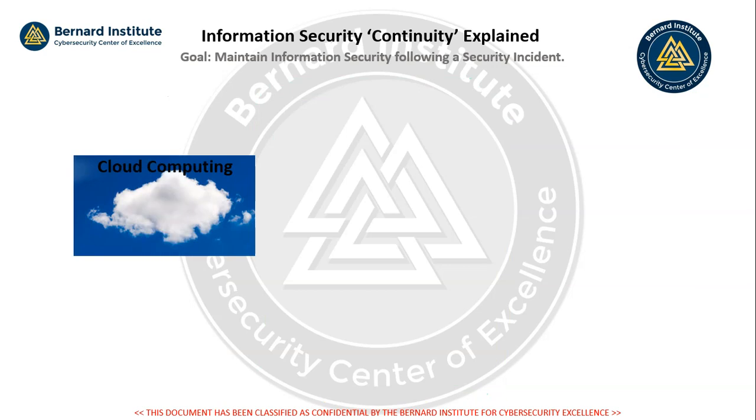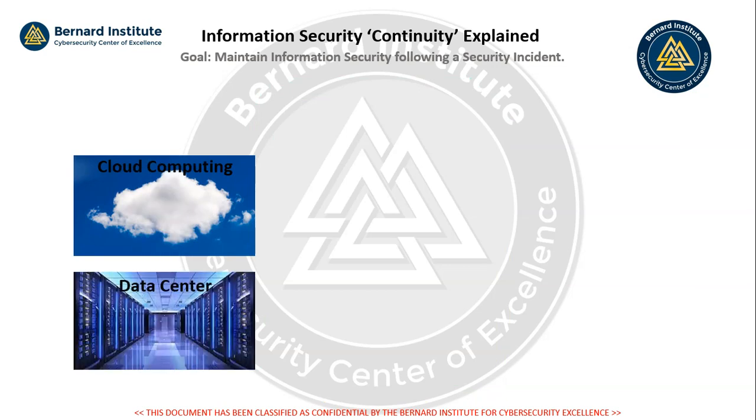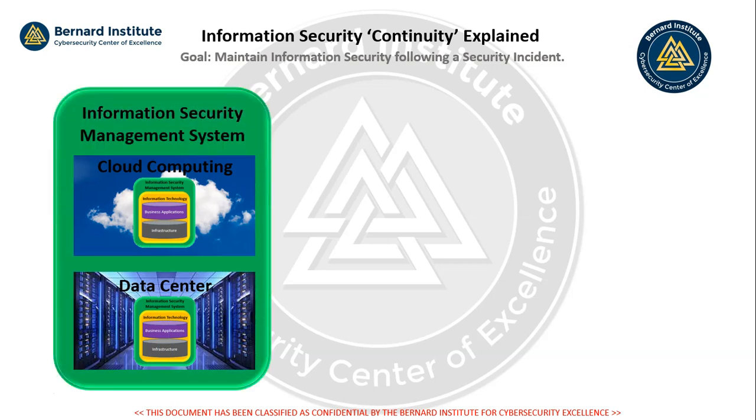Now, we put our databases in the cloud and in data centers. This is where we run our technology and our applications, in the cloud or the data center, or a combination of both, or one or the other. Each of those has the business applications, as I mentioned, and the infrastructure within them. Behind the cloud and behind the data center is the information security management system. This makes sure that the cloud is secure and the data center is secure.